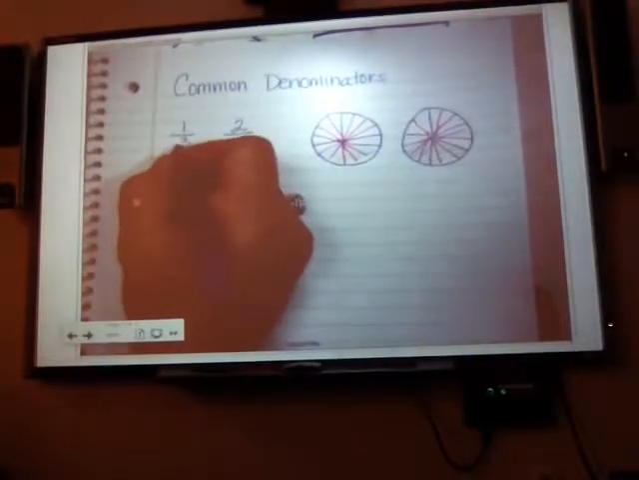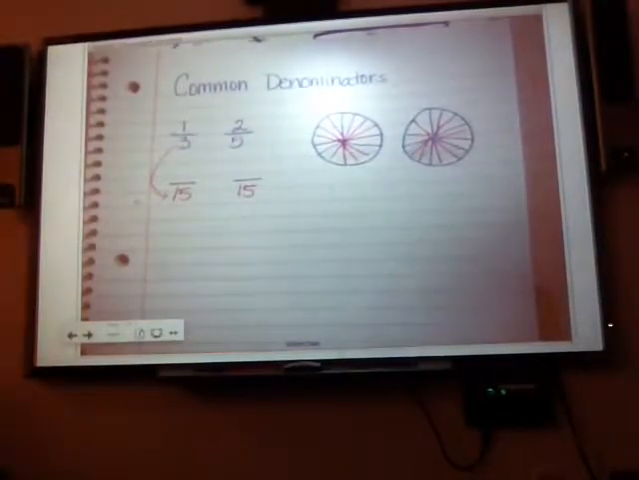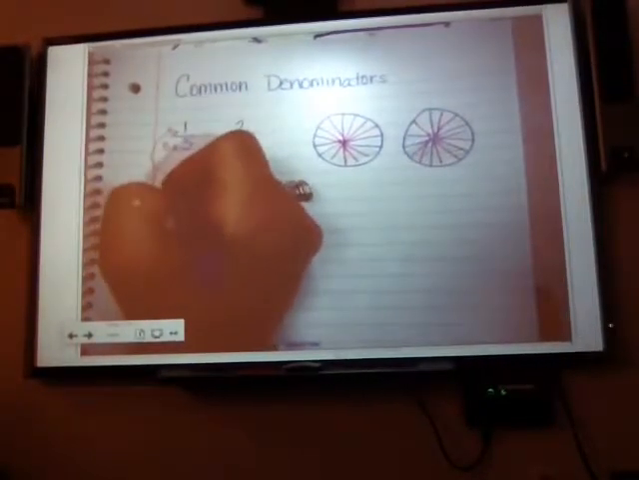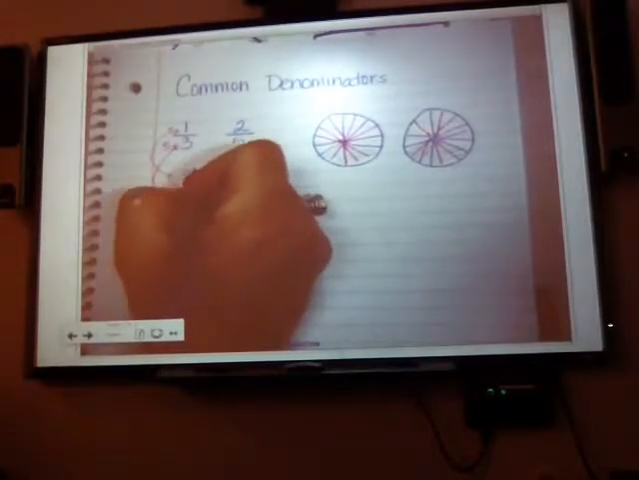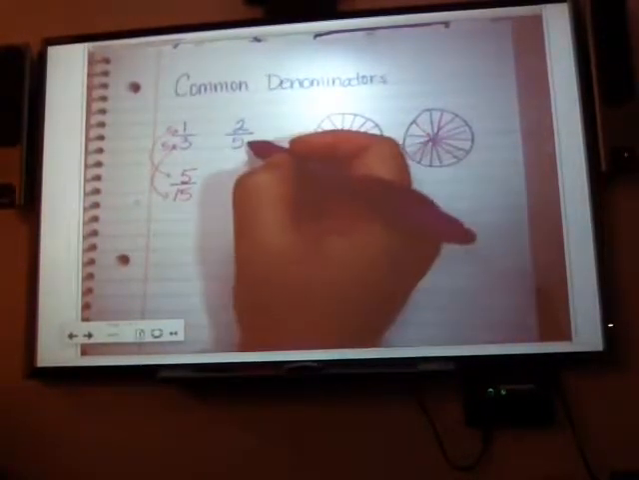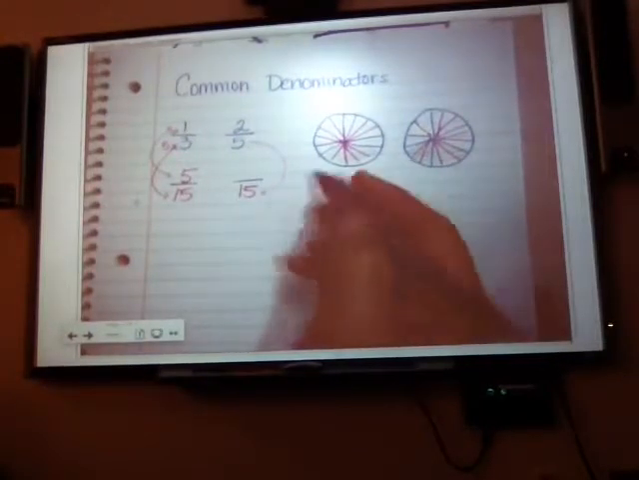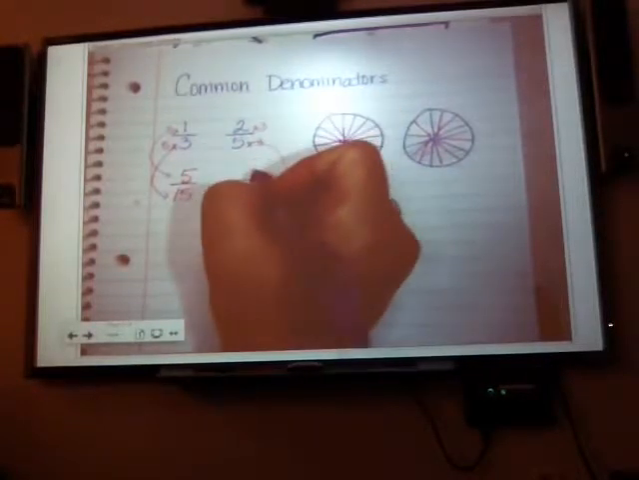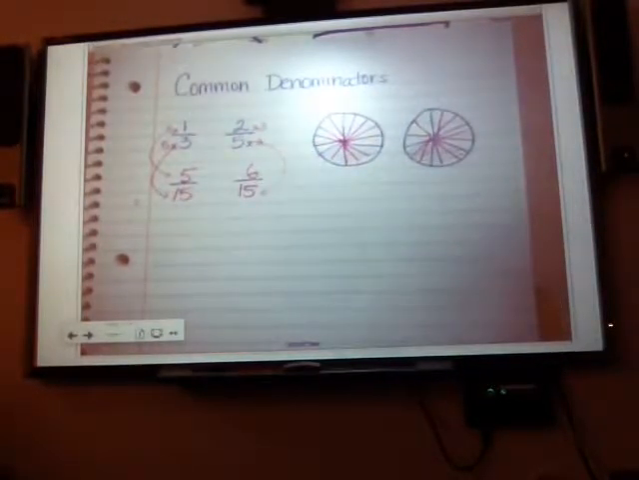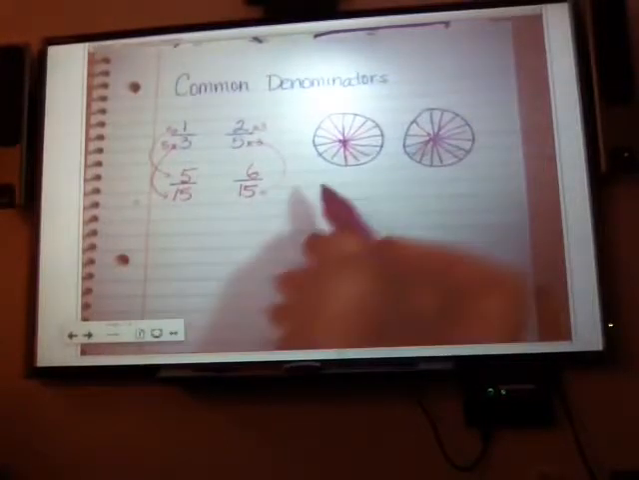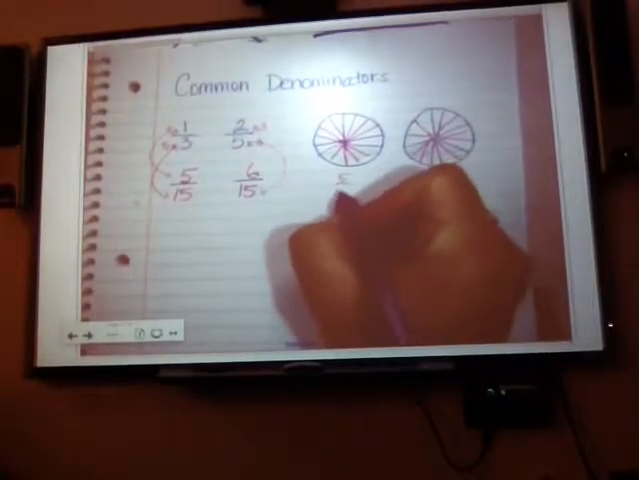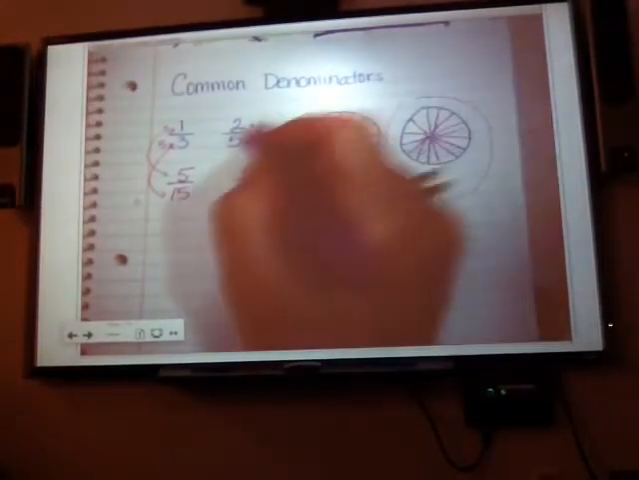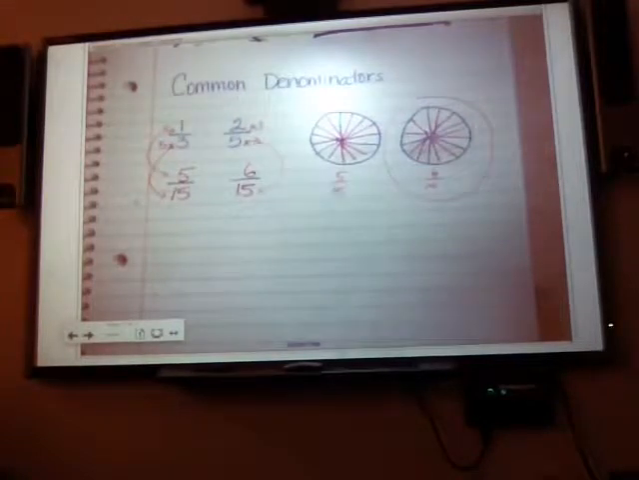What did I do from 3 to get to 5? Times 5. Whatever you do to the bottom, you must do the top. Therefore, 1 times 5 is 5. What did I do from 5 to 15? Times 3. Whatever you do to the bottom, you must do the top. 2 times 3 is 6. So 5 15ths, 6 15ths, we would say is larger, or we could say 2/5 was larger than 1/3.